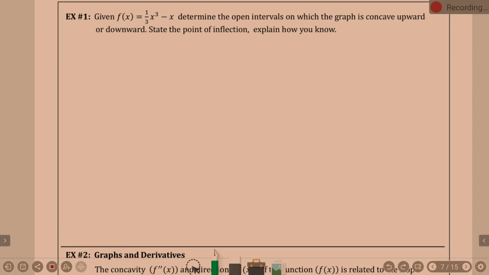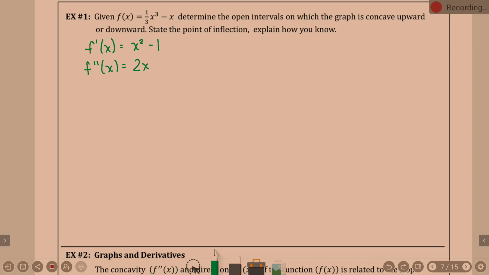So, what is my first derivative? x squared minus 1. Okay. And then first derivative is x squared minus 1. What is the second derivative? 2x. Okay.